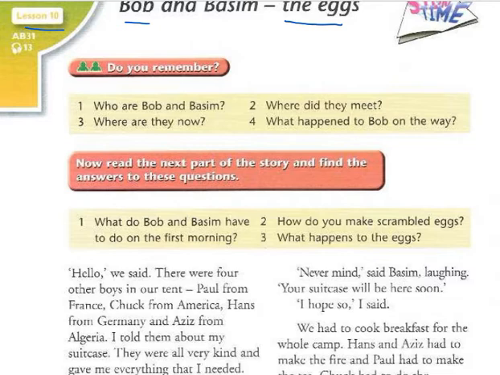Number 2, where did they meet? Where are they now? What happened to Bob on the way? If you remember, they were going from Baghdad to Australia for attending something in the first passage about Bob and Basim, and now we are going to continue about them.